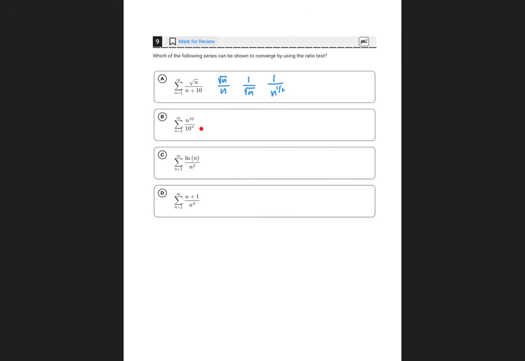The next one will definitely converge because you have an exponential in the bottom and a polynomial in the top. And there's an exponential growth function as long as the base is bigger than 1. Doesn't matter how big this exponent is, doesn't matter how close this base is to 1, as long as it's bigger than 1.